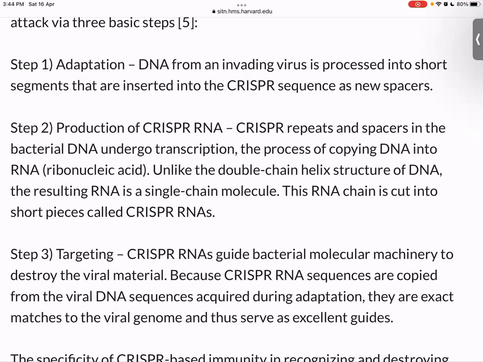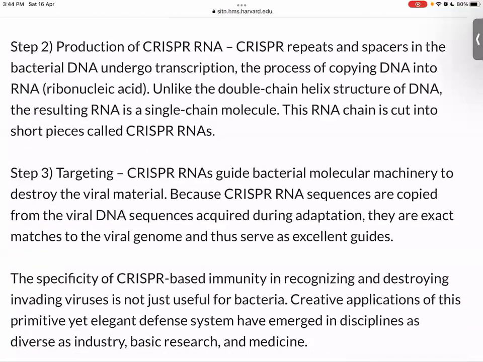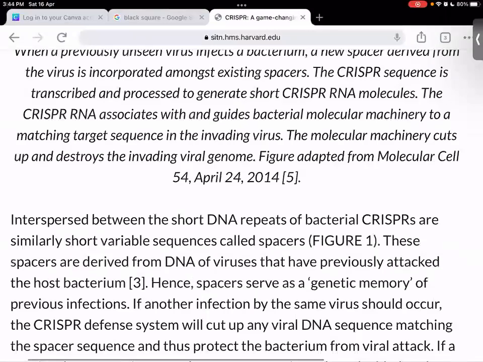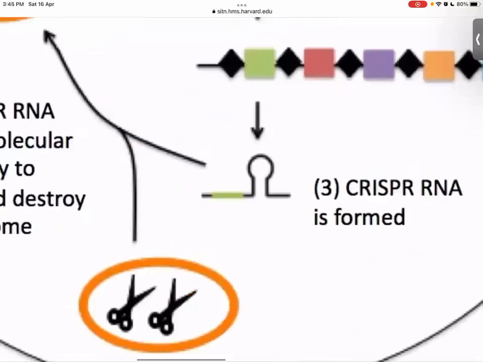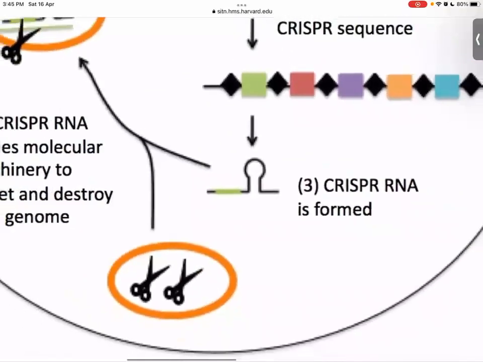Now what will we do with the CRISPR RNA? We want to target. So we will be using these CRISPR RNAs as guides, okay? So these CRISPR RNAs will guide the bacterial molecular machinery to actually destroy the viral material. Why will they guide? Because these CRISPR RNAs already have the spacer DNA, as you can see, the spacer DNA, which is green in color, incorporated into the CRISPR RNA.